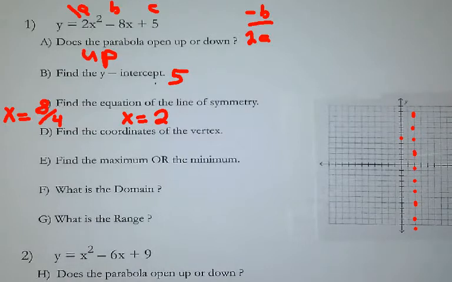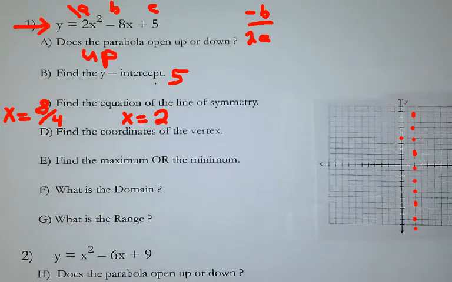So I need to find the coordinates of the vertex so I know where to draw it. Now the parabola is going to open up, so it's going to look like this, but I don't know where the bottom is. Is the bottom up here? Is it way down there? Does the parabola look like that? So I need to find the vertex. So I have to plug 2 back into my original equation.